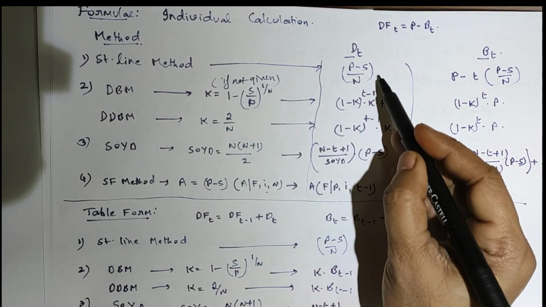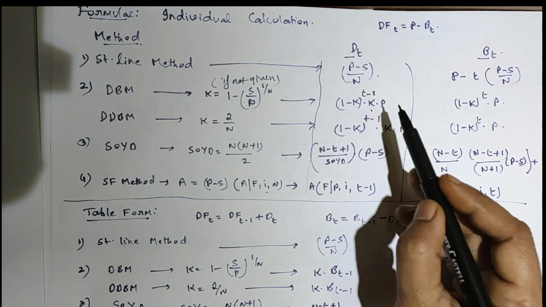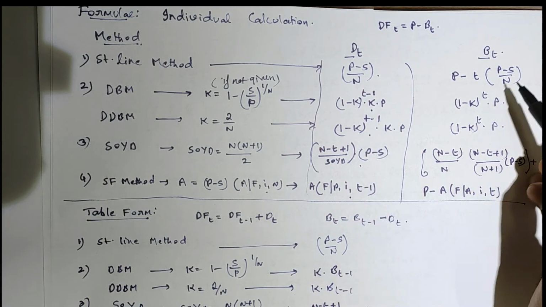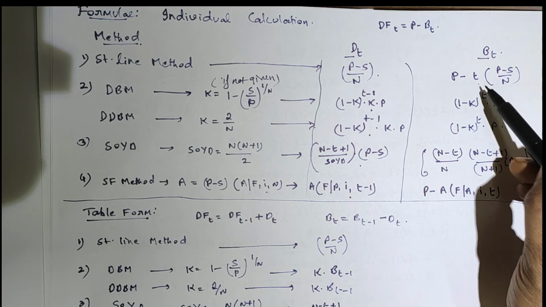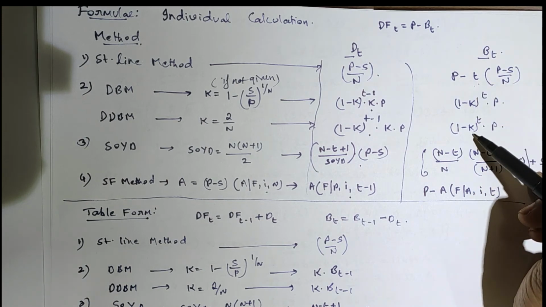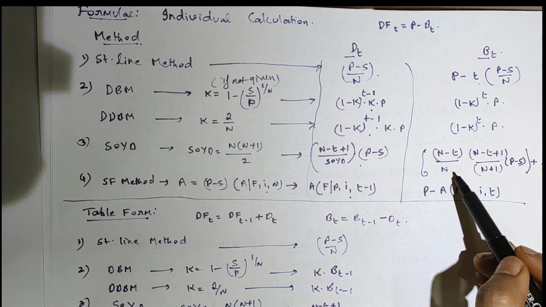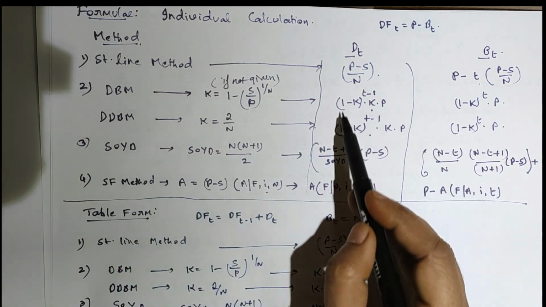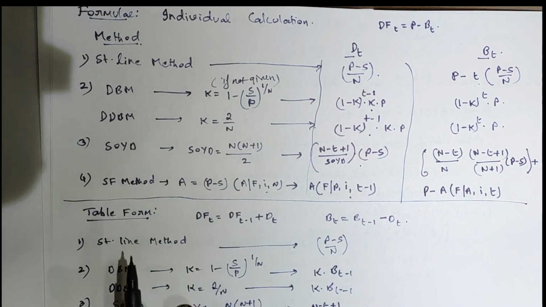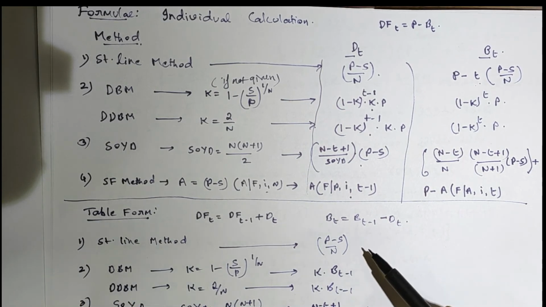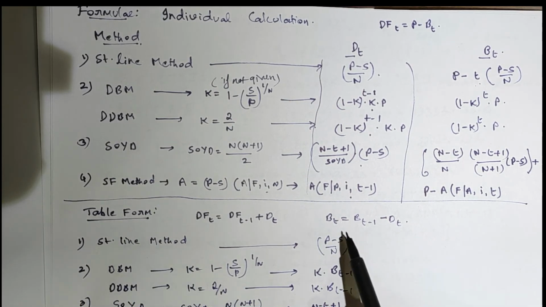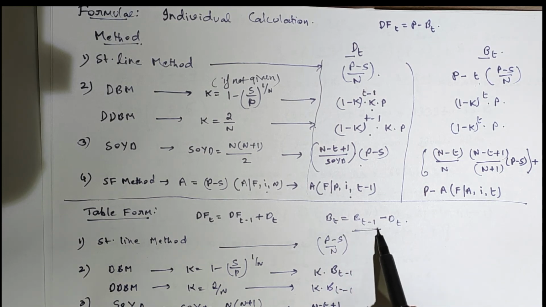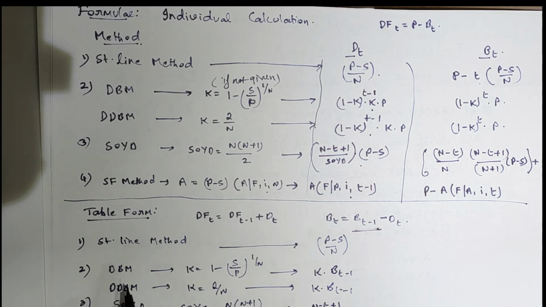Next is DT. This is the DT column. For straight line, this is the formula. For DBM, this is the formula. For DDBM, this is the formula. This is for SOYD, this is for sinking fund. Similarly, to calculate book value, once again there are separate formulae for straight line, DBM, DDBM, and then SOYD, and then SF. These are all the same, only this you have to remember. Coming to table form, no separate formula is needed for BT calculation. Simply remember this one formula: previous book value minus current depreciation charges.